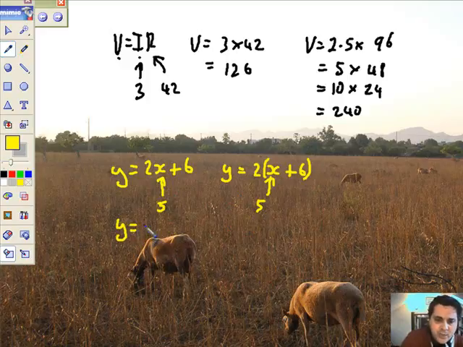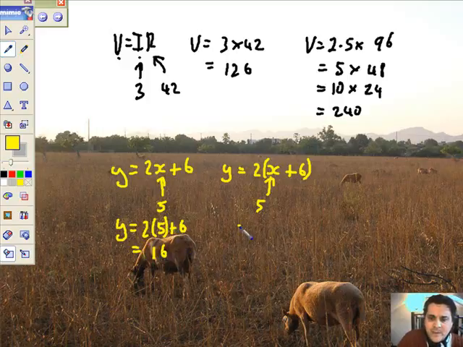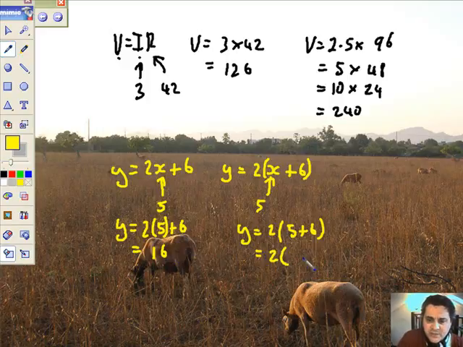Right, y equals 2 times 5 plus 6, that should be a bracket there, 2 5s are 10 plus 6, 16. And y equals 2, open bracket, 5 plus 6. Now we've got to obey the BIDMAS rules I showed you ages ago, which means 5 plus 6 first, 11. 2 11s are 22. Don't leave it like that.